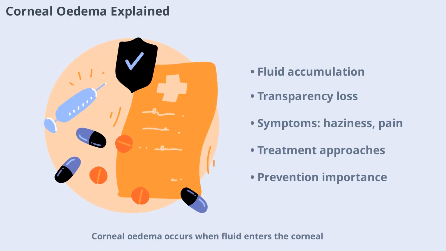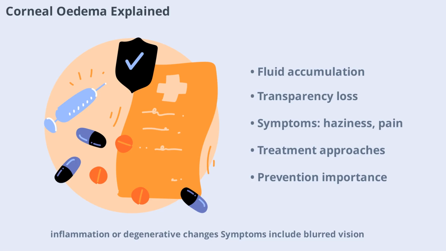Corneal edema occurs when fluid enters the corneal tissue due to dysfunction of the epithelium or endothelium. This excess fluid disrupts the cornea's transparency, causing haziness and swelling. The condition can arise from various causes, including trauma, inflammation, or degenerative changes. Symptoms include blurred vision, irritation, and sometimes pain. Treatment focuses on addressing the underlying cause, using concentrated saline solutions, and, in severe cases, surgical interventions like keratoplasty. Understanding corneal edema is vital for recognizing early signs and preventing vision loss.